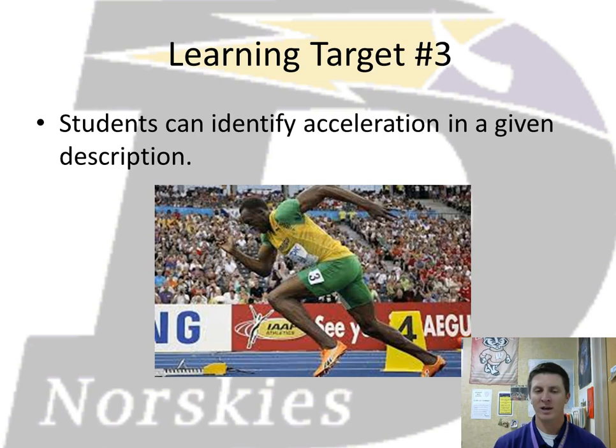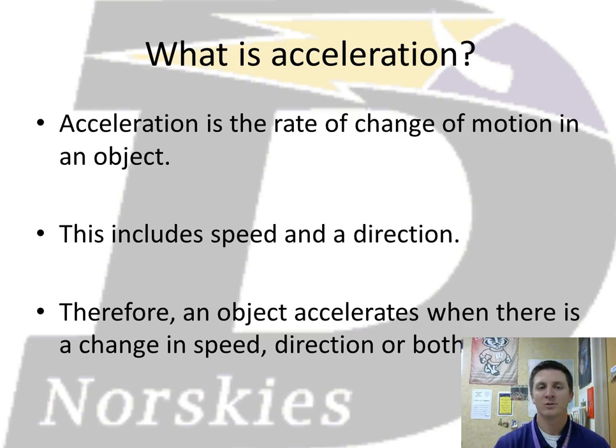If we look at the example of a sprinter running, there are many different points of acceleration throughout the whole race. At the start, maybe there's a turn. At the end of the race, maybe he's slowing down as he finishes. We have to be able to identify those moments of acceleration in a given model or situation that's provided to you. That's the point of this learning target. So how do we identify acceleration? We have to understand its definition first.